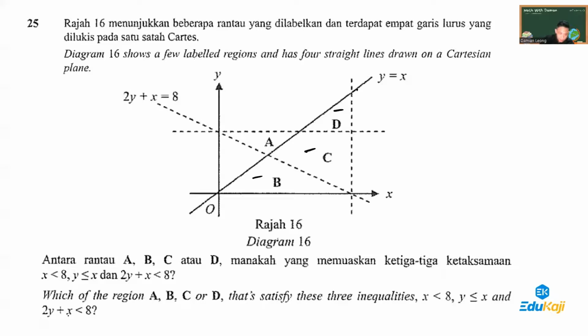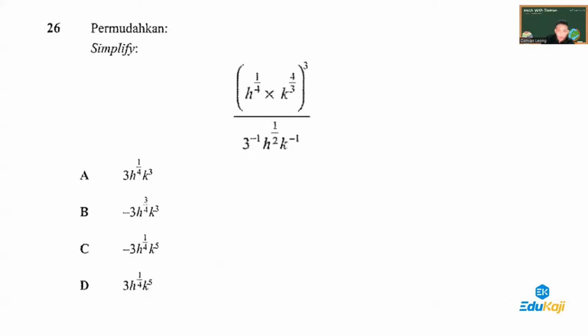Then 2y plus x less than 8. Compared to the line, less means below. 2y plus x equals 8 here. Below this means it's only the B. So the answer is B. More than means above, less than means below. If it's equal, it's a solid line like this. If not, then it's a dotted line like the other two. Okay, that is question 25.